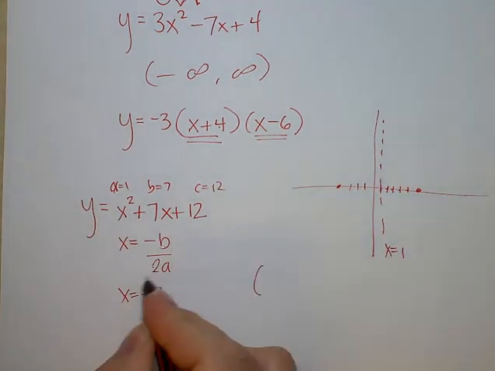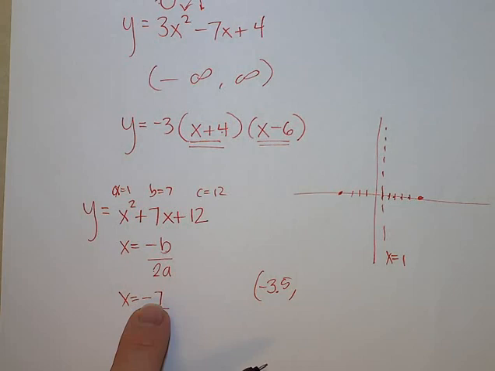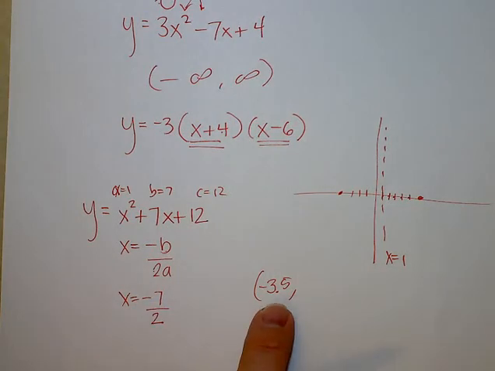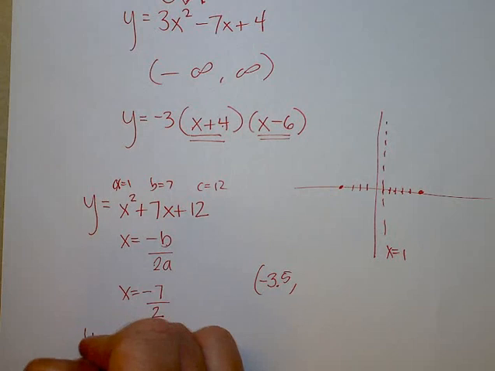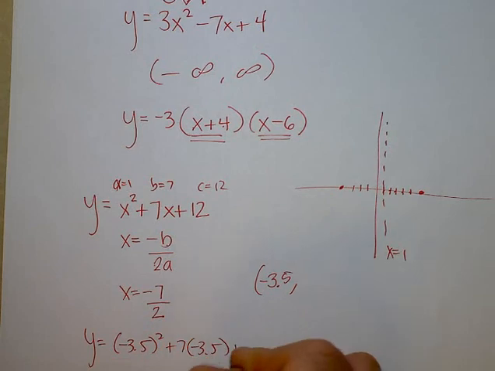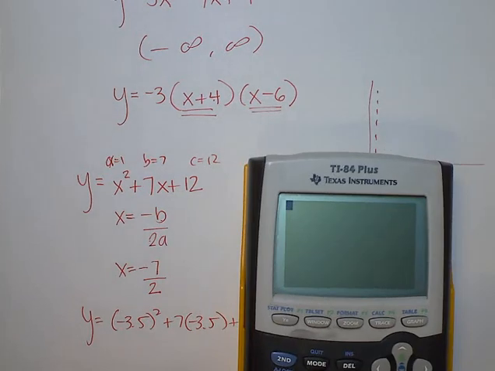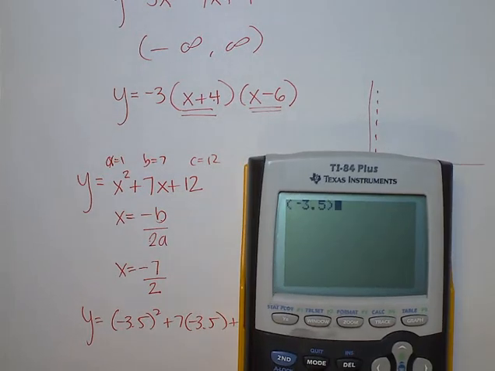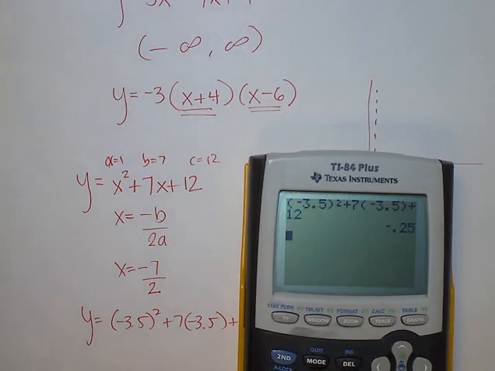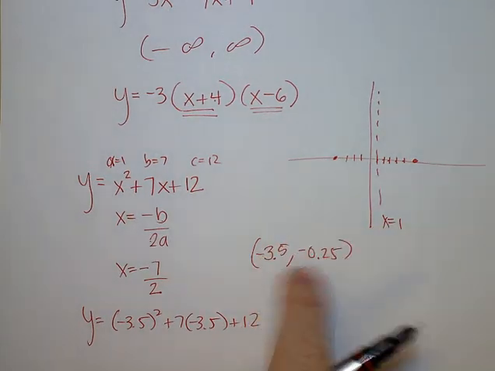By the way, you're welcome to turn this into a decimal. So to find the y coordinate of the vertex, I take this value, and I prefer it as a decimal, and I substitute it in wherever I see an x. Y equals negative 3 halves squared, and you're not even required to write this down. I'm just doing it so that you can visually see what I'm doing. I'm going to grab a calculator and let the calculator do the hard work. So parentheses, negative 3.5 quantity squared, plus 7 times the quantity negative 3.5, plus 12. Negative 1/4, also negative 0.25. Okay, this is your vertex.